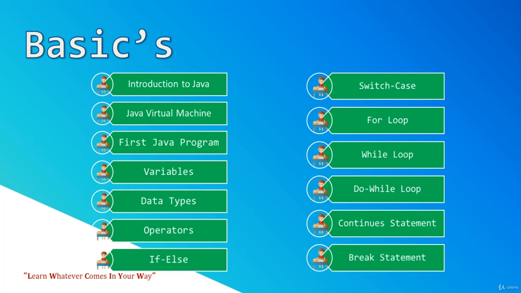Before we jump into the code, we'll talk about how Java was introduced to the industry and who invented it. And then we'll talk about what is JVM, what is JDK, and the difference between JDK and JVM. Right. We'll talk about everything.